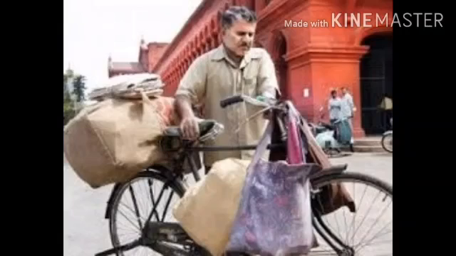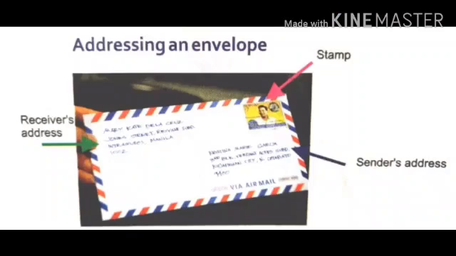So children, how many postal circles are there in India? Yes, India has been divided into 22 postal circles. Children, when did postal service start in India? The postal services in India started in 1774.